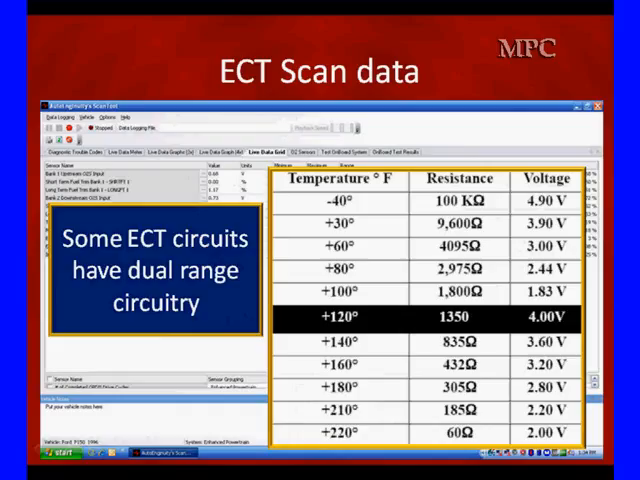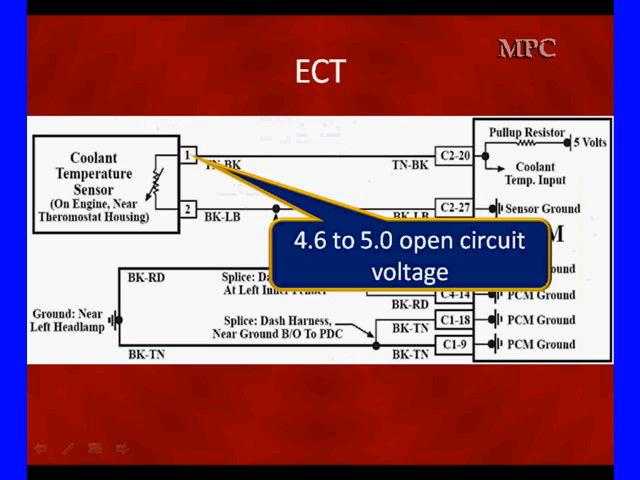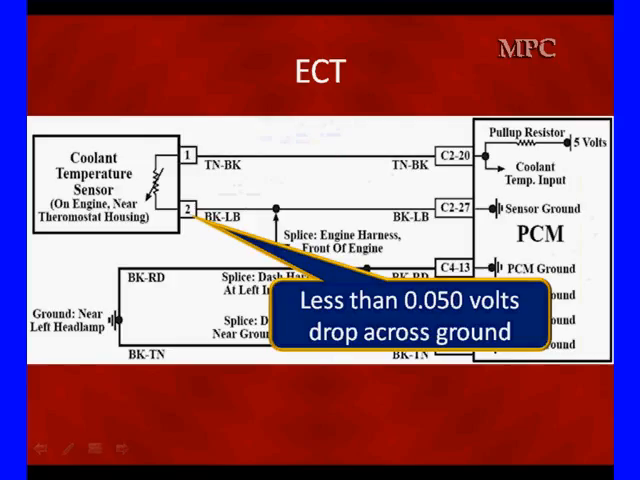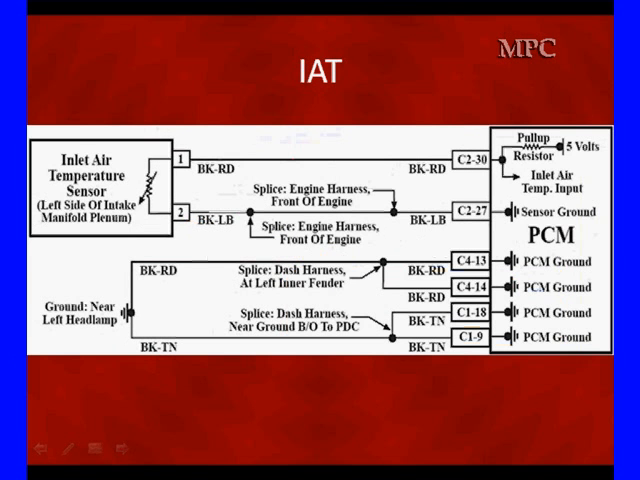Make sure you know what you've got. Remember, these switch over. At 120 degrees, a lot of them change voltages at that point and start over again. So that 2.2 volts at 210 looks a lot like 180 volts or 80 volts at 2.44 volts. Know which way it's going when you use voltage. Open circuit: make sure it goes between 4.6 and 5 volts. That tells us we have nothing pulling the circuit to ground. Then make sure we have less than 50 millivolts on ground. Any error then is going to be caused by the coolant temperature sensor itself.